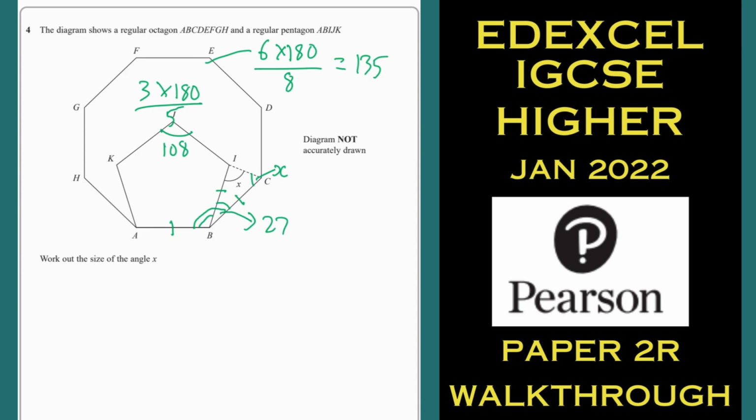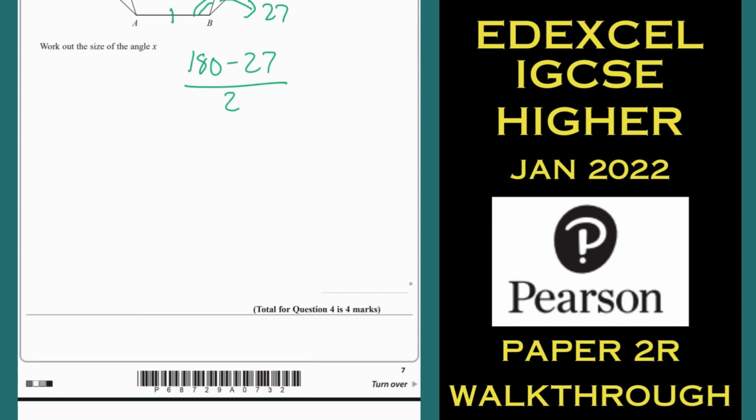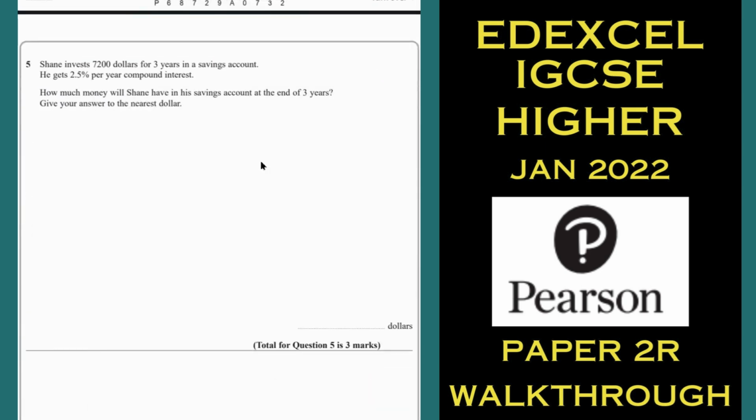And the formula, the method, whatever you want to call it, to find the base angles which are equal: do 180, take away the angle at the apex, and because they're equal, divide them by 2. So we get one of those rare occurrences where we get a 0.5 for an angle question.